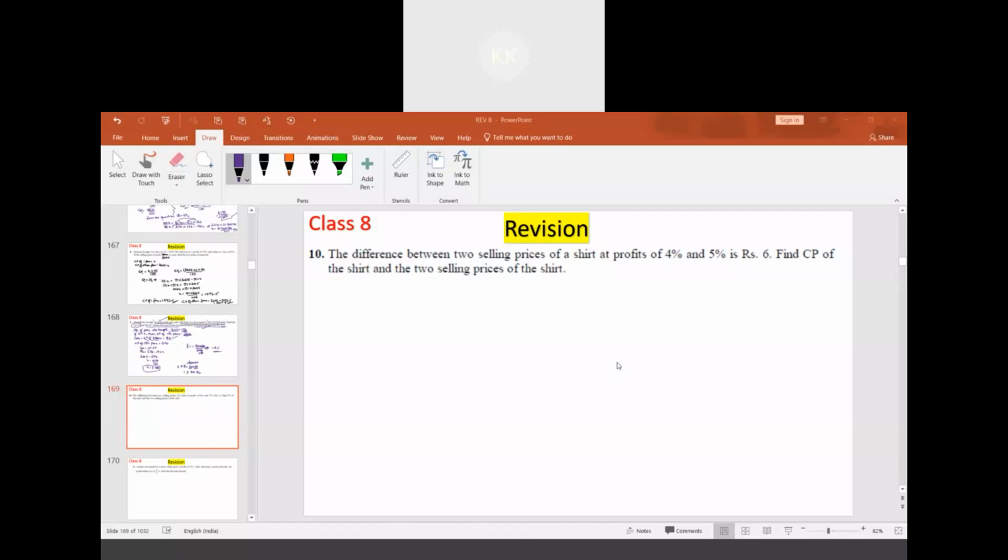Take CP as X, sir. So first 5% profit will become 105 upon 100 into X. 105x by 100, sir, minus 104x by 100 is equal to 6 rupees. X by 100 is equal to 6 rupees. X is equal to 600.